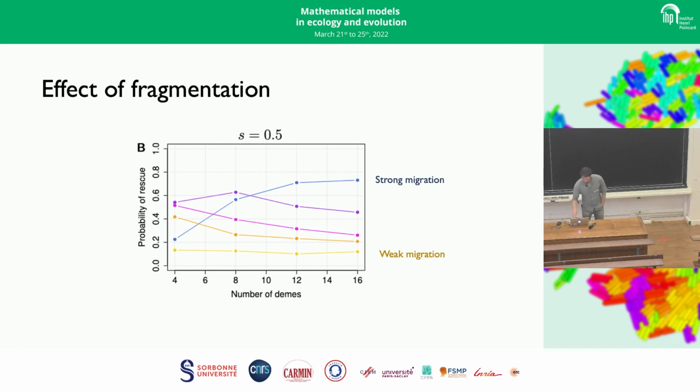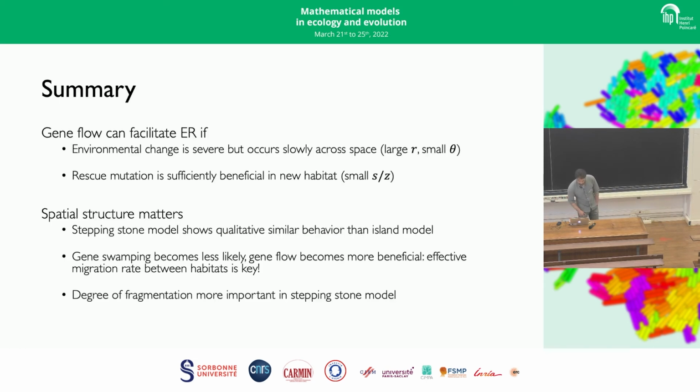Okay, so I'm happy to discuss this more in a break, but I think it's time to wrap this up. So the first part showed that gene flow can facilitate evolutionary rescue if environmental change is severe, but it occurs slowly across space, and if rescue mutations are not too costly in the original habitat. So that means the cost of an antibiotic resistance mutation in the absence of antibiotics. Spatial structure matters to some extent.